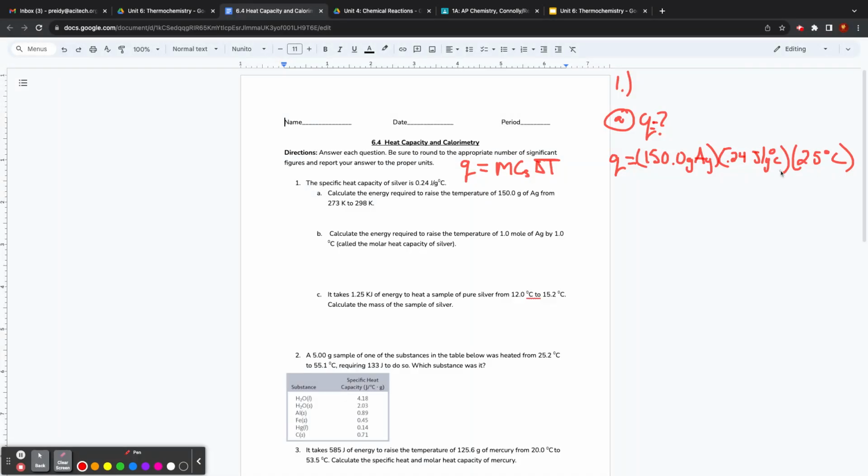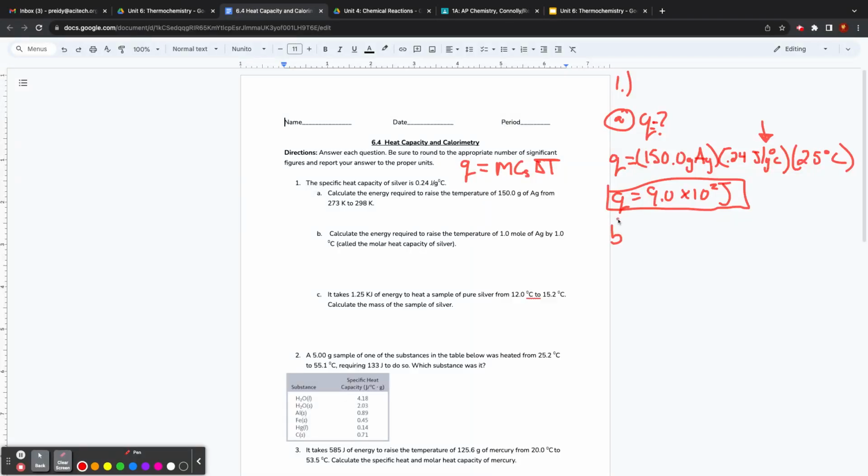Folks, notice that I put the units back to Celsius instead of keeping them in Kelvin. The reason for that, of course, is because our specific heat was given to us in joules per gram degree Celsius. So I'm just matching my units. I plug this into my calculator and I get 9.0 times 10 to the positive 2 joules of heat. All right, so that's letter A.